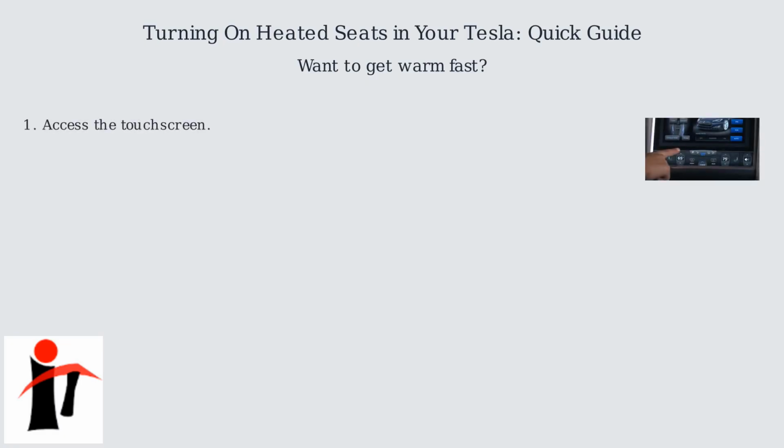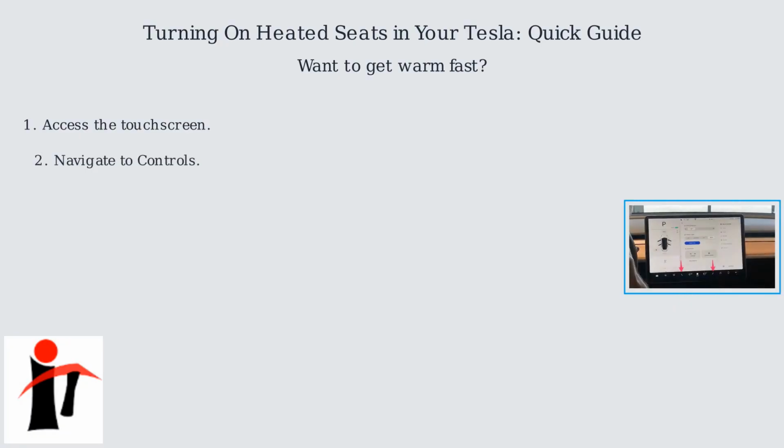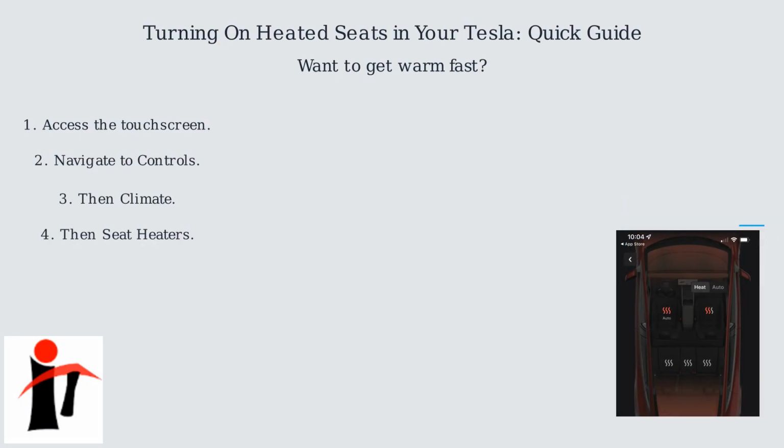First, access the touchscreen, then navigate to Controls, then Climate, then Seat Heaters. Now select the seat you want to heat, front left, front right, or rear if available. And choose a heat level from 1 to 3, with 3 being the highest heat setting.